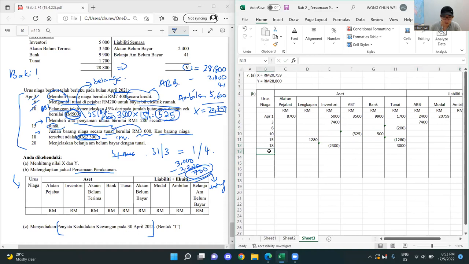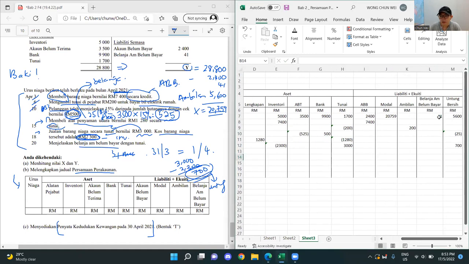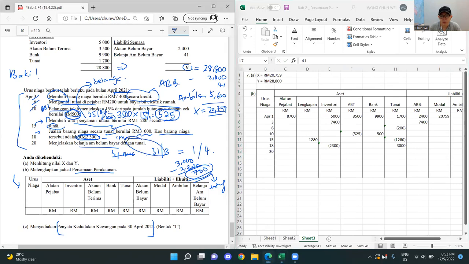Okay, the last one, 20th. Menjelaskan belanja am belum bayar dengan tunai. So now it say menjelaskan belanja am belum bayar. So how much is the belanja am belum bayar? So kita ada baki 41 ringgit. So meaning all this 41 ringgit telah dijelaskan. Right, so you minus 41. Terus soalan tak cakap berapa kan? So when they didn't say berapa and they say menjelaskan, so you just minus off everything. Okay, jelaskan let's say 41 ringgit. And at the same time dengan apa? Dengan tunai. Meaning your tunai will have to minus 41 ringgit also.